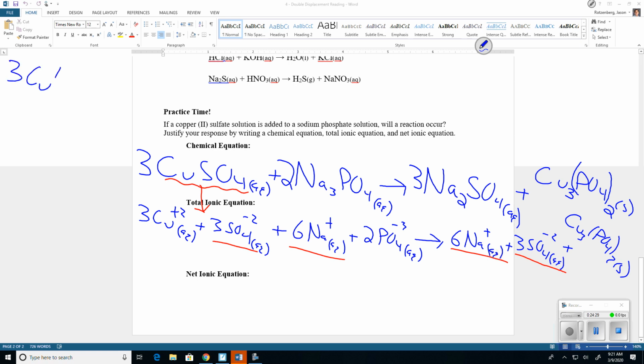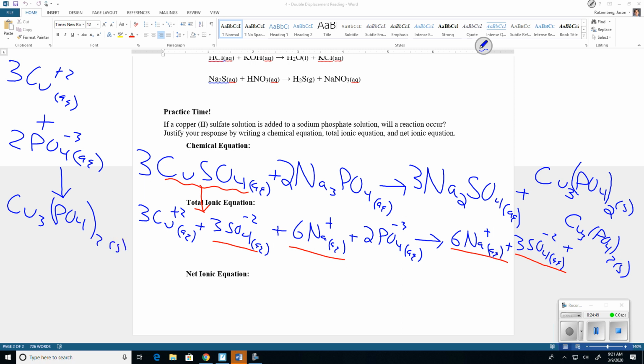You have 3 of the Cu2+ ions. Sorry that I'm writing vertical here, but I think it's better for you to see it than down there. Plus 2 of the phosphate ions will create Cu3(PO4)2 solid. In a double displacement reaction, the net ionic is which ions create the precipitate. That's solid, that sticks together.